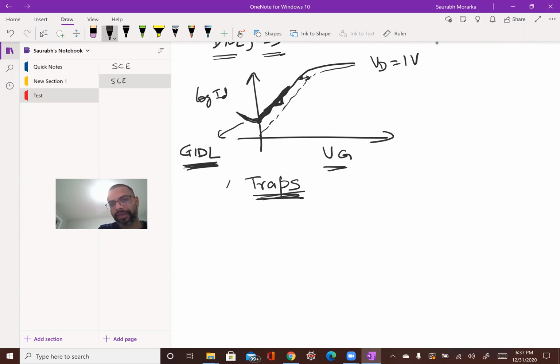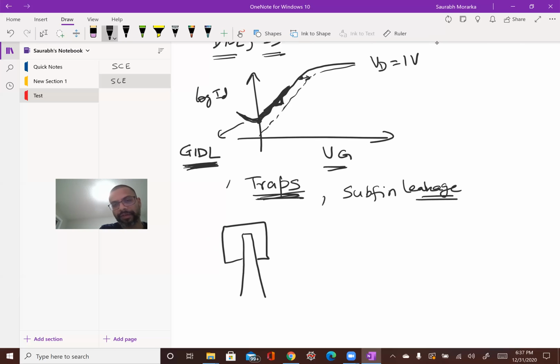And that effect is called the subfin leakage, right? And this is a very important thing to control. So I will draw the FinFET again in this fashion. And I'm showing the gate that is surrounding the FinFET. And this is the gate oxide, right? And the source and the drain, the source will be, say, coming out of the board, the drain would be going into the board.